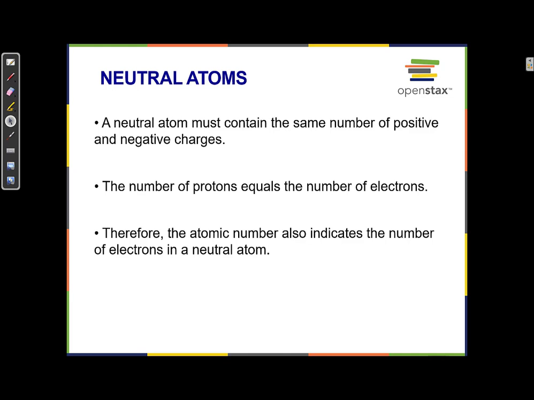So neutral atoms, if something is neutral, then it must have equal positive and negative charges. Remember, a plus and a minus charge, a proton and an electron, plus and minus equals zero. Those charges cancel each other out, and that makes something that's neutral. So if I have one proton and one electron, they cancel out and the charge is zero. If I have two protons and one electron, then they don't all cancel out. One of the protons and one of the electrons would cancel out, but one proton would be left over and I would still have a charge. So in order for an atom to be neutral, it has to have the same number of protons and electrons. Protons equals electrons.